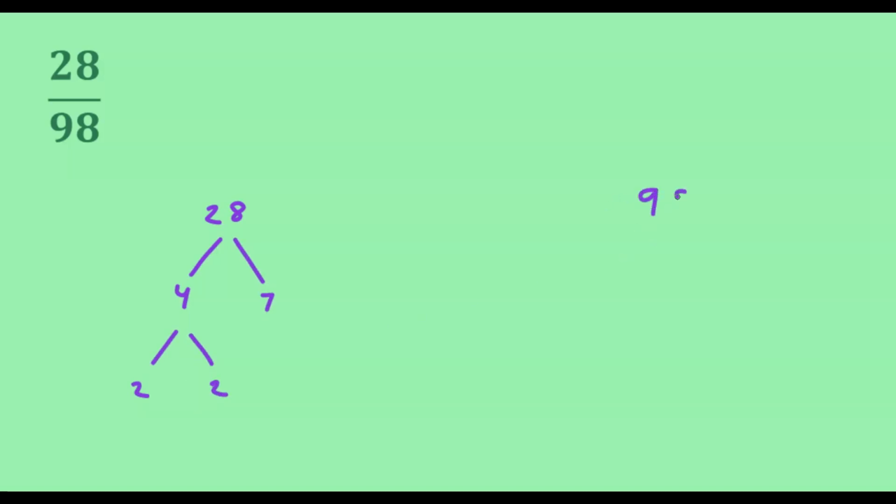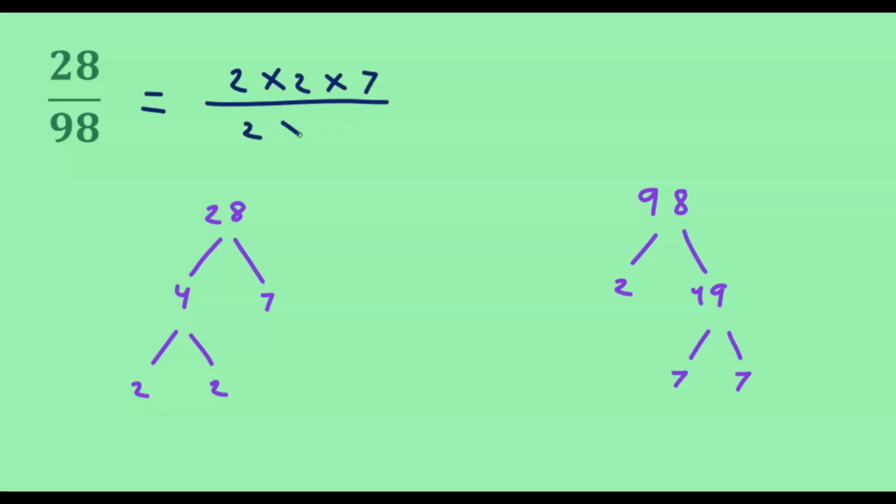And if we consider 98, we can write 98 as 2 times 49, and 49 can be written as 7 times 7. So using these factor trees, we can see that 28 is 2 times 2 times 7, and 98 is 2 times 7 times 7. Now let us cancel out the common factors. Let us cancel out these two 2's, and let us cancel out these two 7's. So we are left with 2 in the numerator and 7 in the denominator.